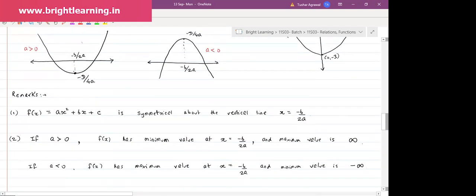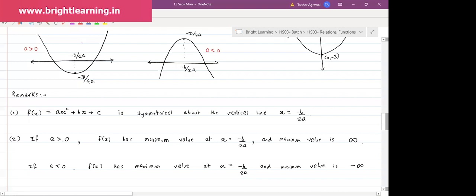The bottommost point of the upward U, or the topmost point of the downward facing U, has x coordinate minus b upon 2a. So the graph is symmetrical about that vertical line x equal to minus b by 2a.